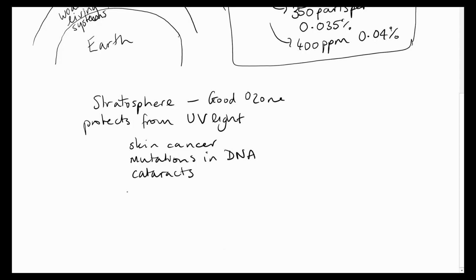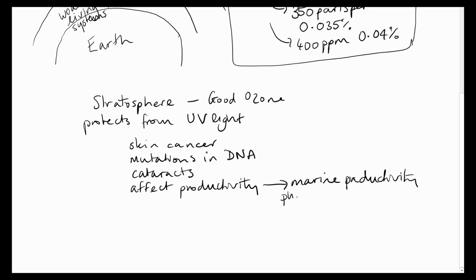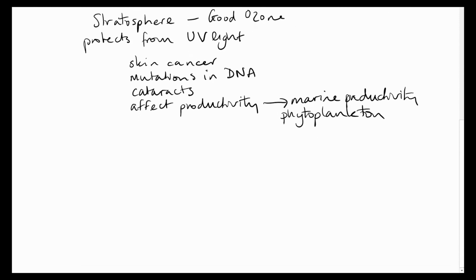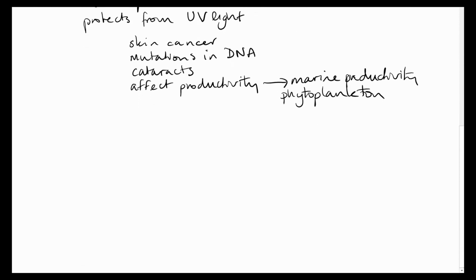And in plants, it can affect productivity. Particularly, one of the most important areas is marine productivity. Phytoplankton seem to be particularly vulnerable to high levels of ultraviolet light. Okay, so that's why stratospheric ozone is really important.